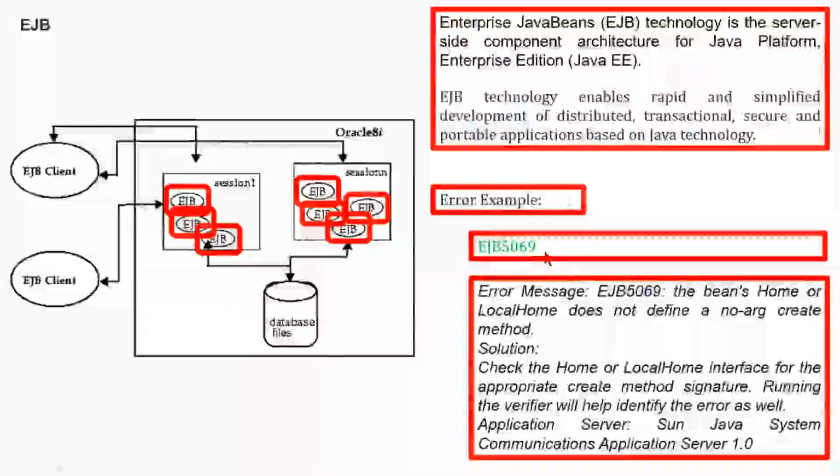EJB 5069 error message: the bean's home or local home does not define a no-arg create method. Solution: check the home or local home interface for the appropriate create method signature. Running the verifier will help identify the error as well. This occurred in the application server Sun Java System Application Server 1.0.